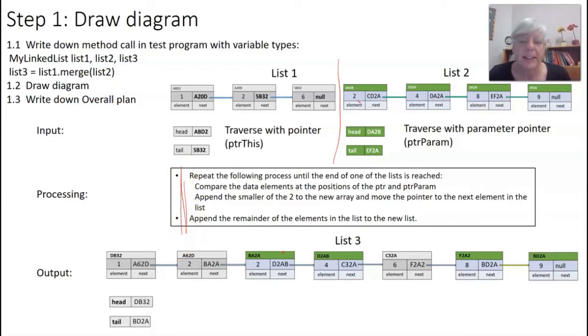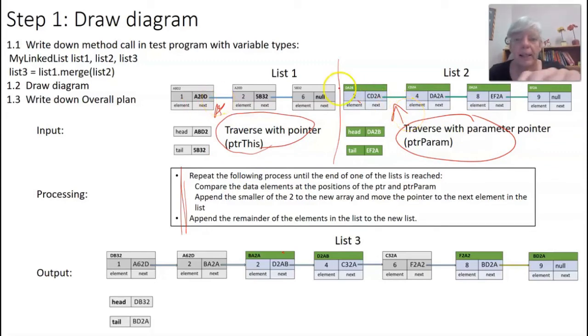Repeat the following process until the end of one of the lists is reached. Compare the data elements at the positions of pointer and pointer parameter. So we are going to have 2 pointers, one pointer here and one pointer there, and then we are going to compare the elements. The smallest we are going to add to a new list, and the one we added we are going to advance that pointer. Does that make sense?